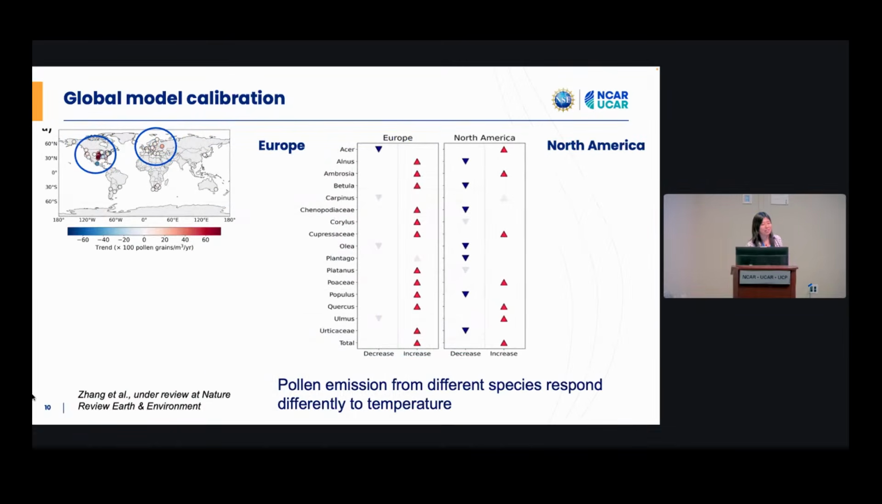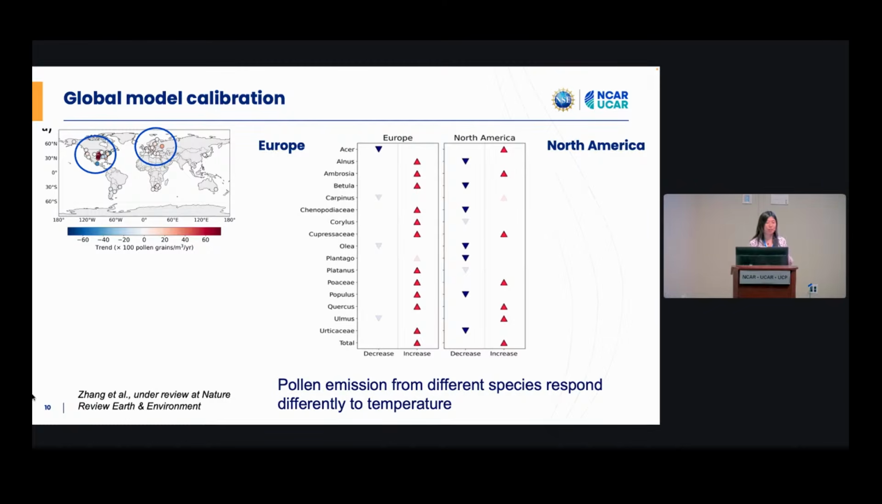When we're looking at the global pollen trend, we found something very interesting. Here, the circles are showing America and Europe, which are the 2 regions where we have the most data coverage, and we looked at their pollen change. Here are 4 different species and their pollen production change in response to warmer temperature, either decrease or increase. And I think it's very hard to see the lighter color, but the solid color shown here is the ones where we have a statistically significant relationship.